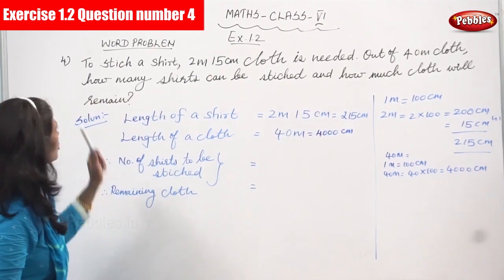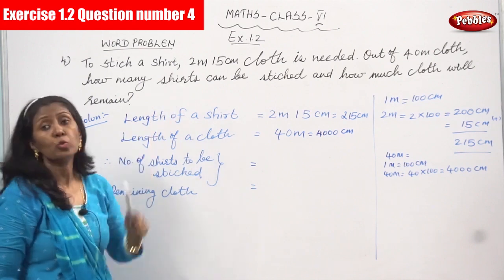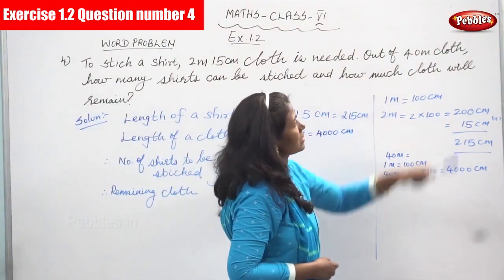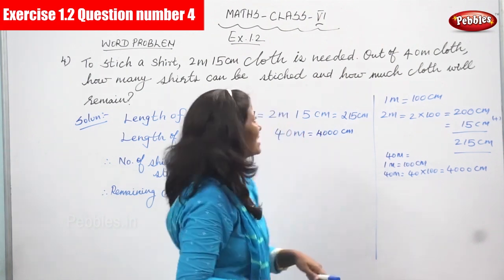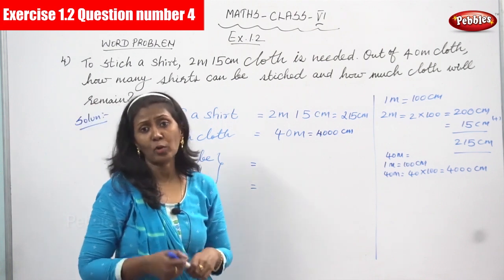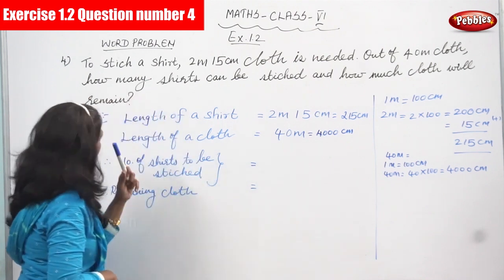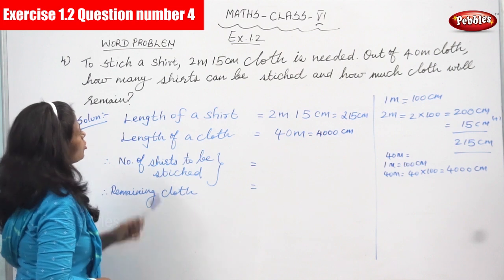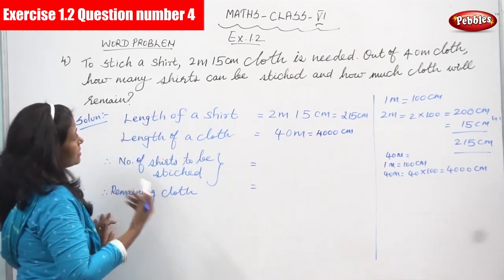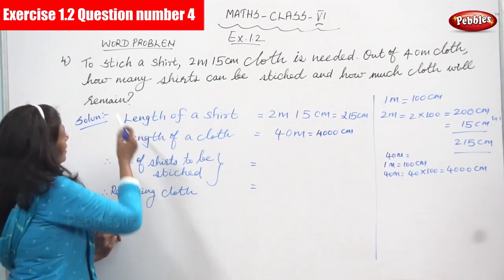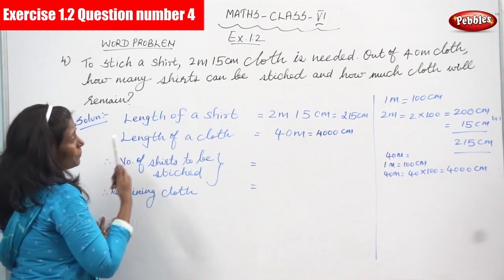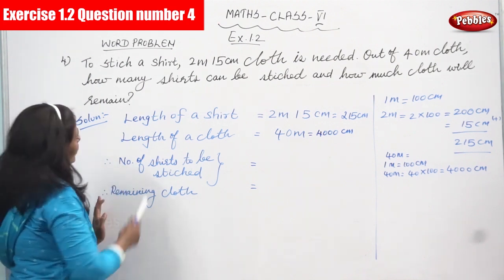Okay, so to stitch a shirt, they need 2 meter and 15 centimeter of cloth. Out of 40 meter, that means the length of the cloth is 40 meter. So what is the question? How many shirts can be stitched? That means the number of shirts to be stitched. That is what they ask you.